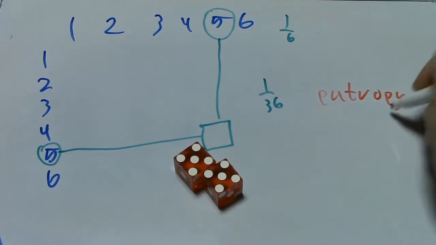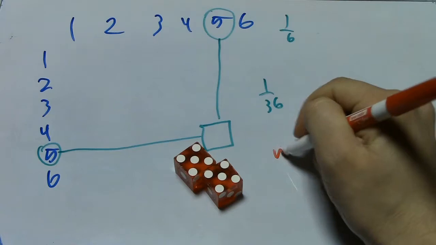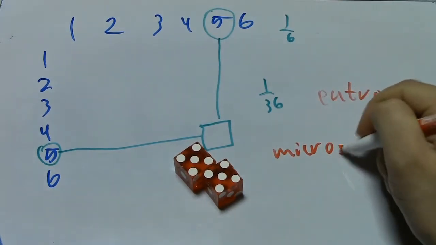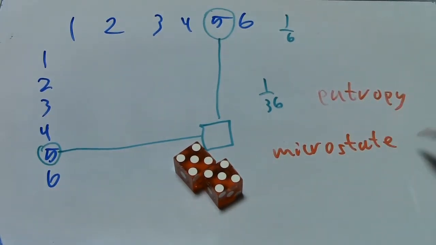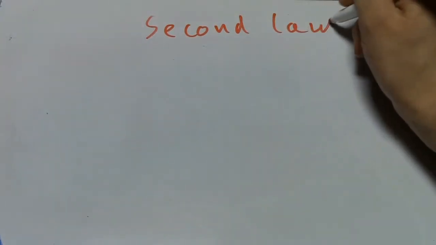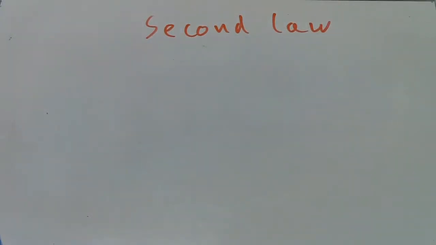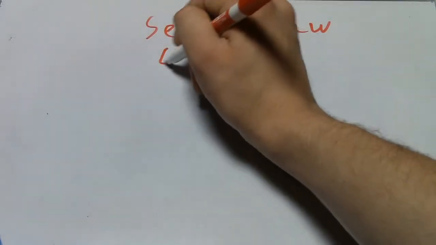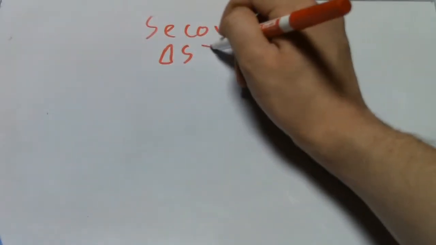Except that instead of the output being a dice roll, it is one way a collection of particles can arrange its energy, which we refer to as a microstate. So entropy measures the number of possible microstates. This brings us to our second law of thermodynamics, which states that for any given reaction, the entropy of the universe must increase, which we can write as the change in entropy, or delta S, must be greater than 0.